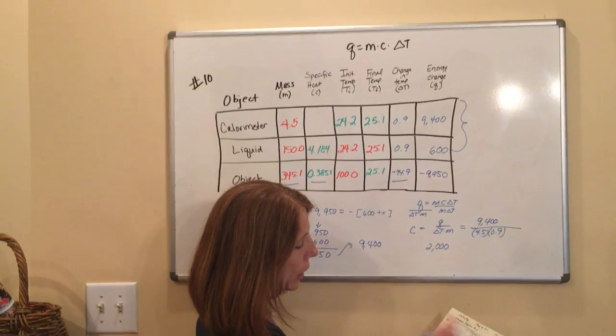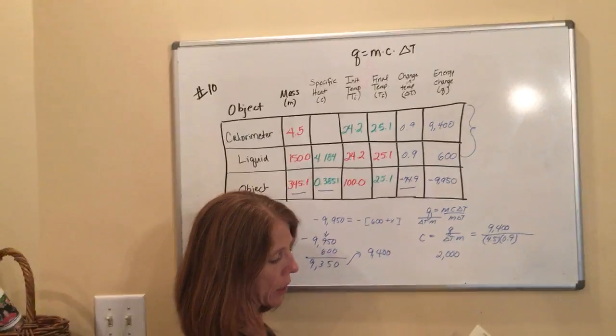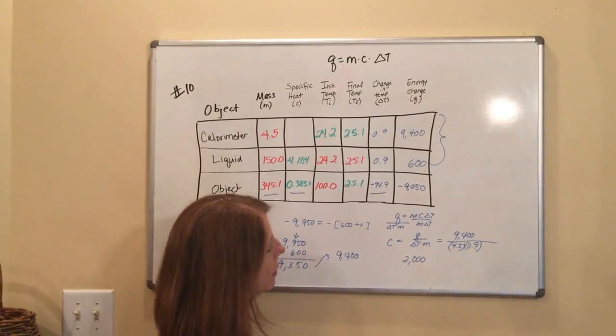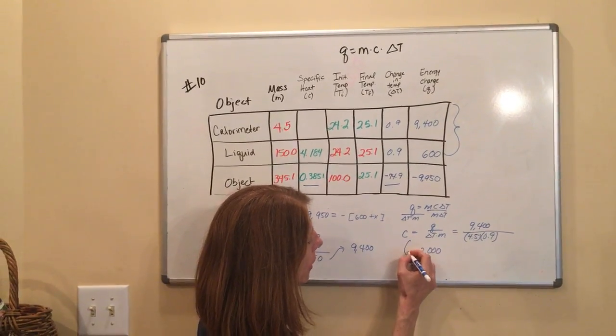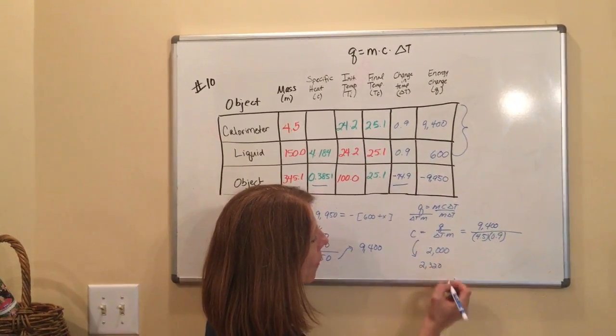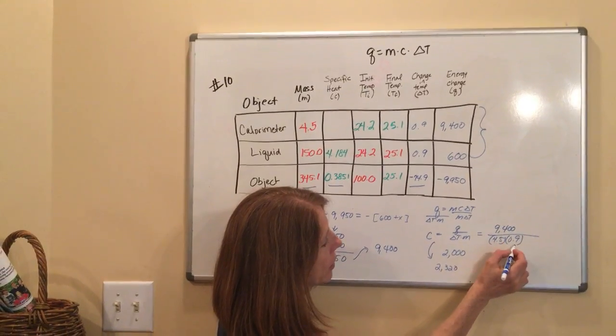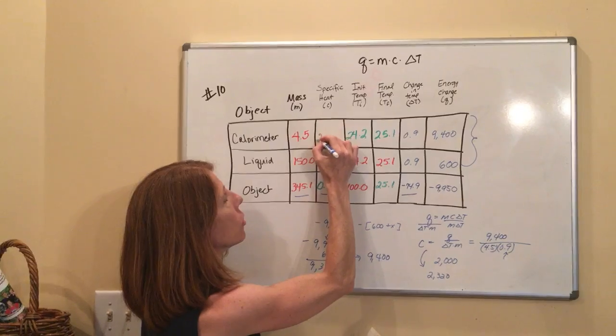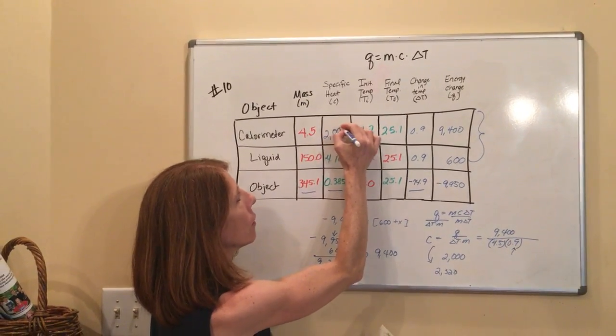The answer is actually, with significant figures, that's what it is. The actual answer, when you do this, you're going to get 2,320, but we have only one sig fig here, so we have to round it to 2,000. So our final answer here is 2,000.